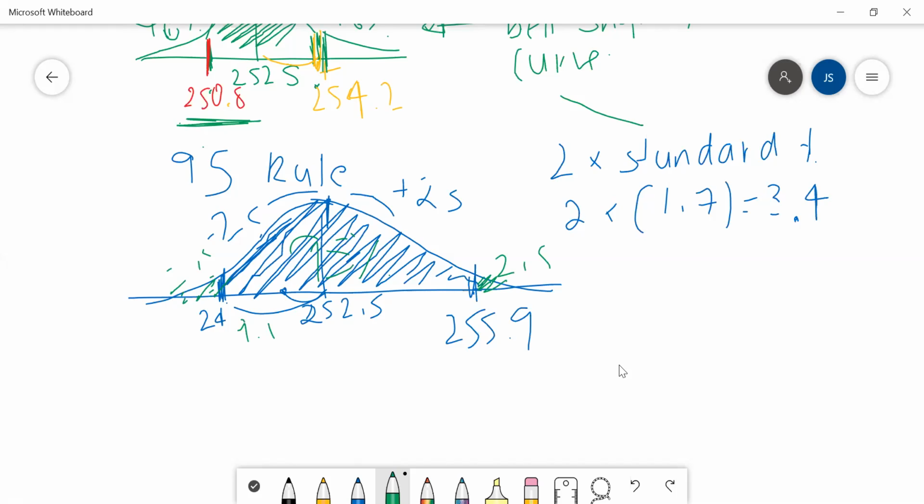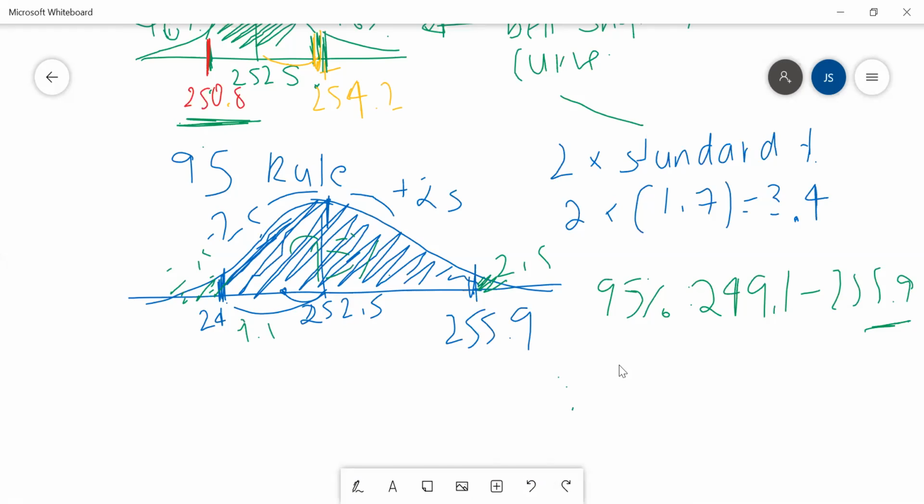Okay, so a question could easily ask me, what's 95% of the weights? And my answer would be 95% of the weights actually start from 249.1 all the way to 255.9. Okay, I can't write the rest of it. It's cutting off. But here it's meant to end with a 9. Oh, it worked. Okay, and the third rule that says 99.7, let's do that in a different color.